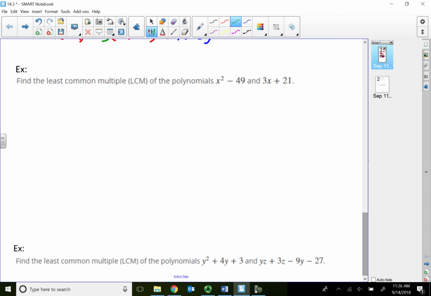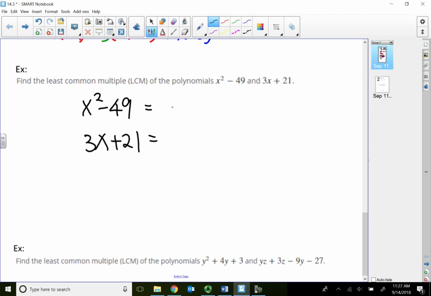All right, let's try a couple more. Find the least common multiple. LCM and LCD are basically the same thing. It's just where they're located. These two polynomials are not in the denominator, so we don't call them LCD. But once they are in the denominator, we call them LCD. But how you find them is exactly the same.